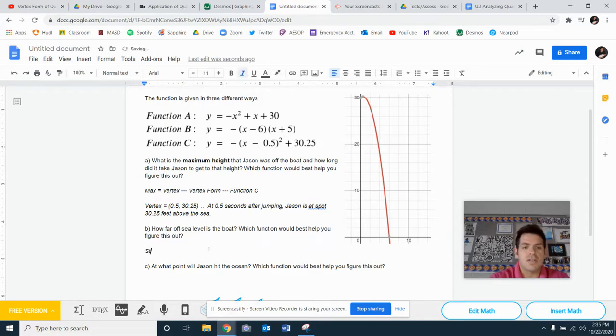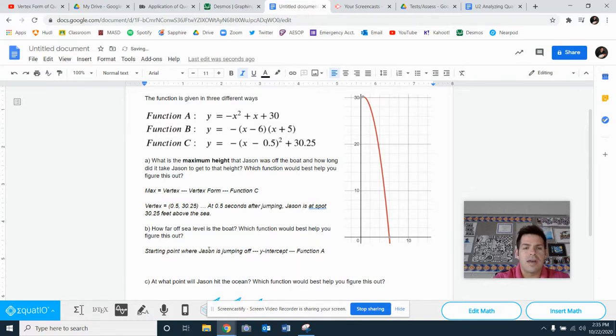Since we need the starting point where Jason is jumping off, the phrasing here, starting point, would lead us to need the y-intercept. And since we need the y-intercept, our best shot at getting that as quickly as possible would be function A, which we now know as standard form.